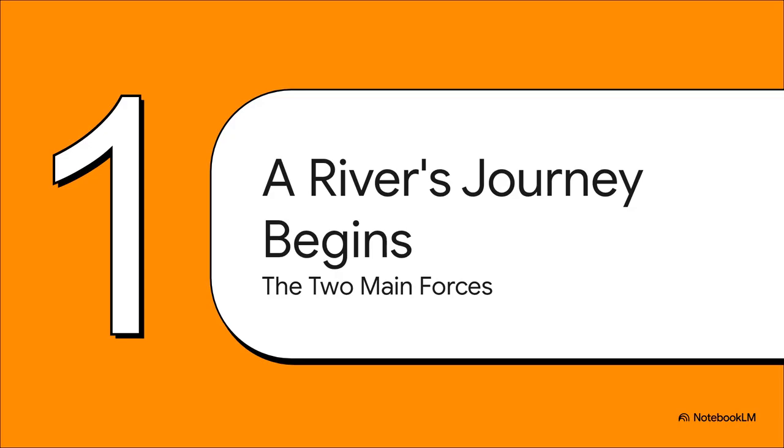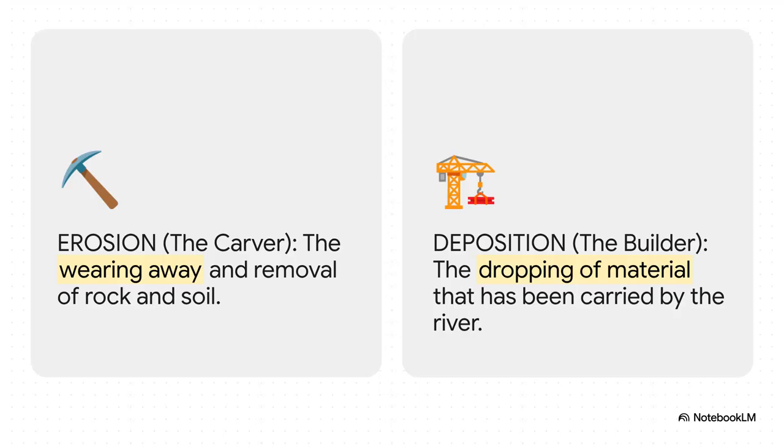Okay, so let's jump right in. To really get how a river makes anything, you have to understand that it's basically doing two opposite things all the time. Think of it like a constant battle between a carver and a builder. Right. On one side, you've got erosion. That's the carver. It's the process of the river wearing down and carrying away bits of rock and soil. And on the other side, you've got deposition. That's the builder. This happens when the river starts to lose energy and just drops all the stuff it was carrying. Literally, every single landform we're going to see is created by this constant push and pull.